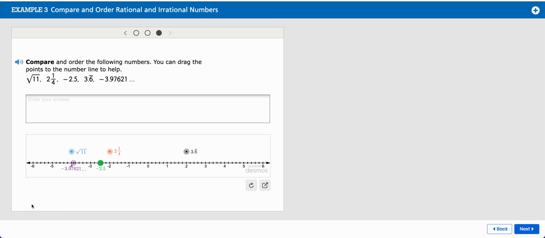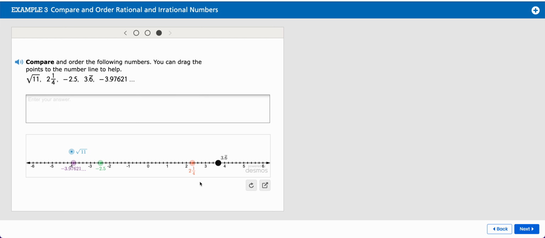Now I've got 3 positive numbers, so let's think about where they go. So we know what 2 is, and I can put these on the line. Where does 2 and 1/4 go? Between 2 and 3. Yeah, so about right there, okay? And where does 3.6 repeating go? A little past the halfway mark. Yeah, past the halfway, about right there, maybe. Anyway, it should be right there.